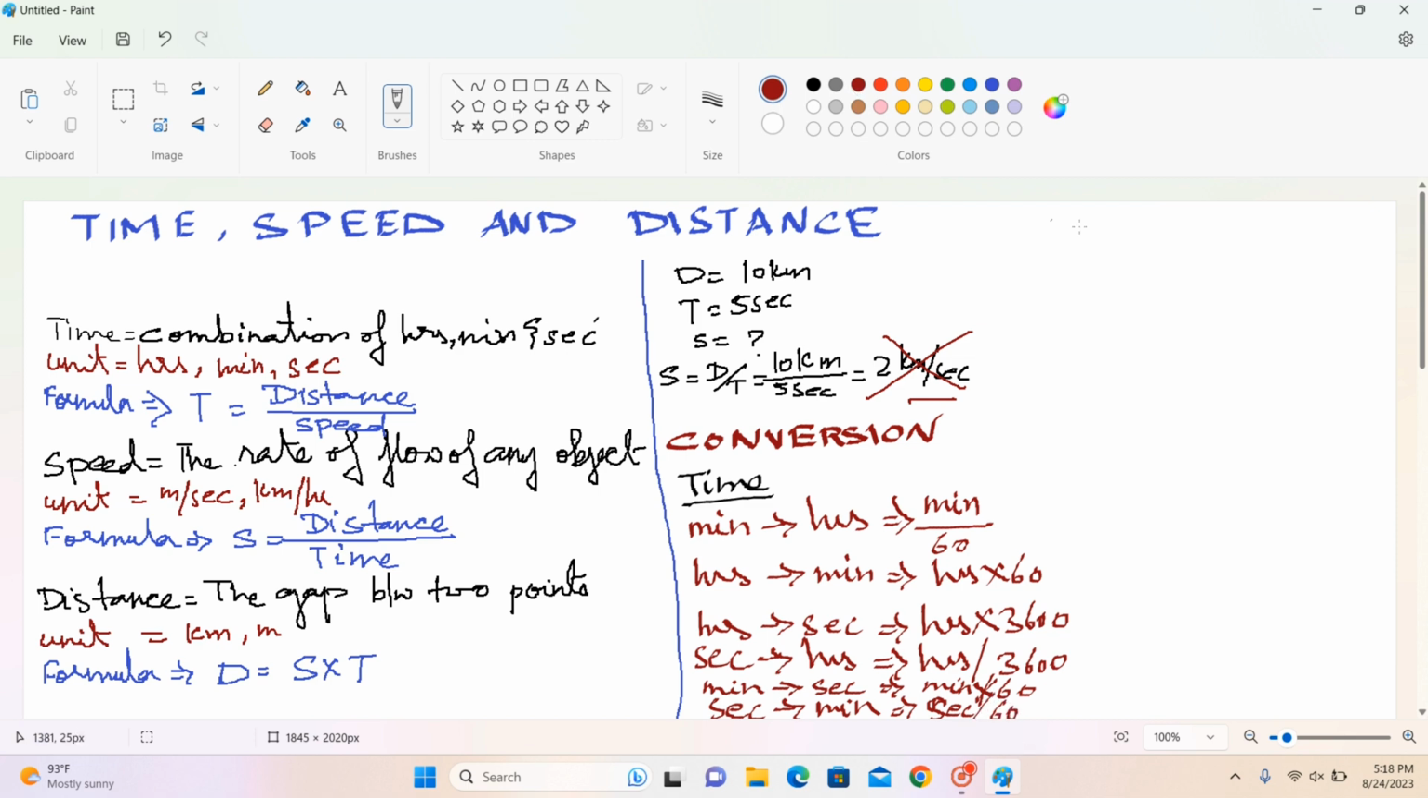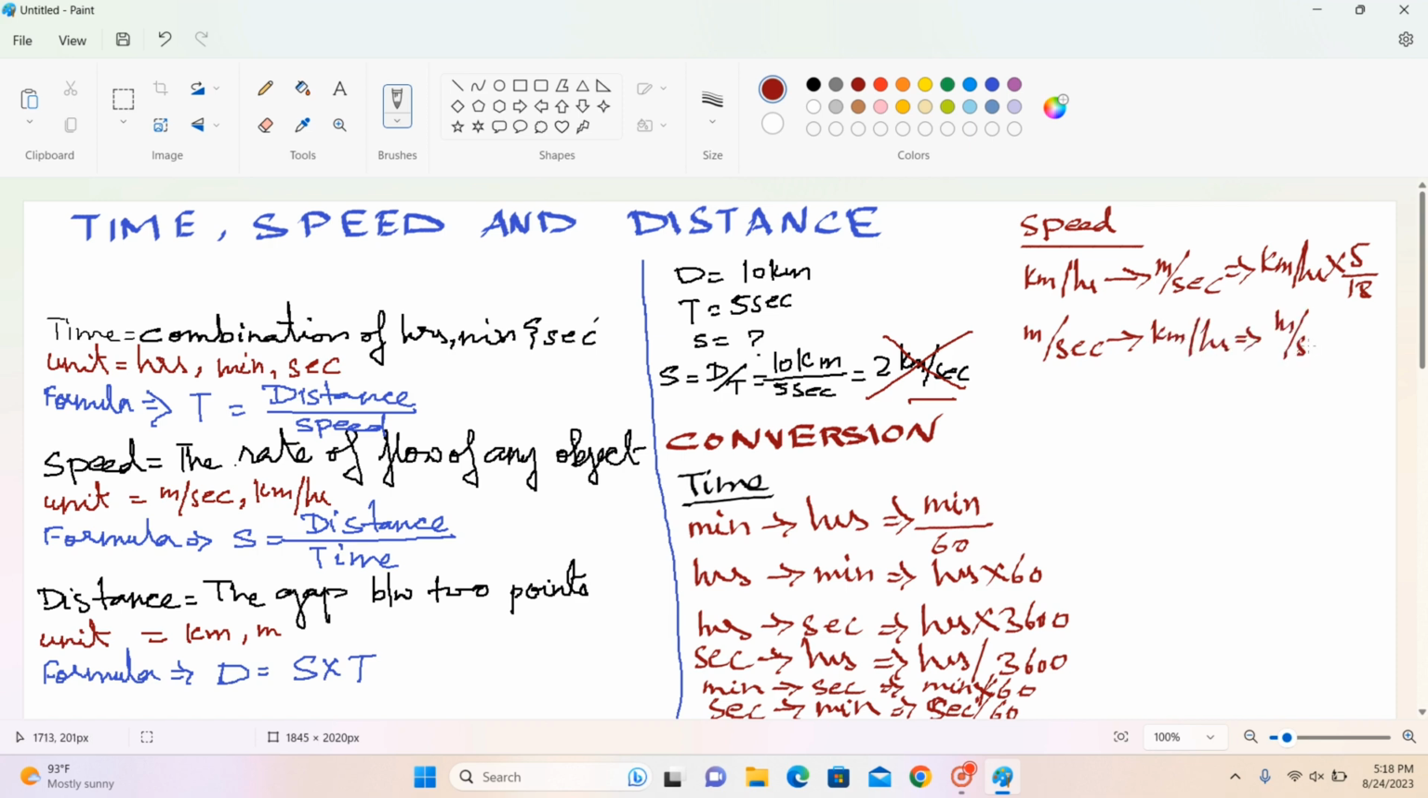Apart from this, we also have the conversion for speed. In speed, kilometer per hour we need to convert to meter per second. So what do we have to do here? Kilometer per hour, we have to multiply with 5 by 18. If you need to convert meter per second to kilometer per hour, here meter per second into 18 by 5.